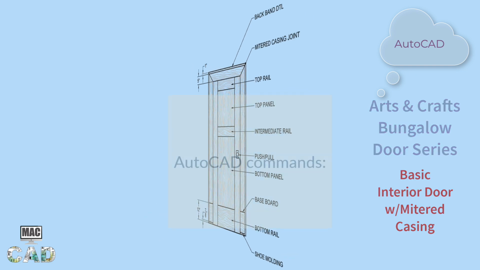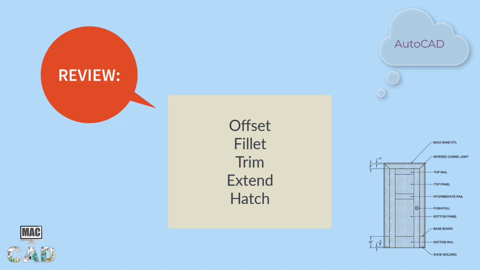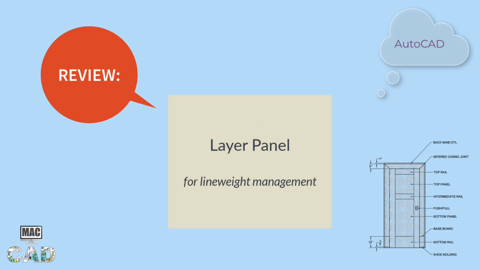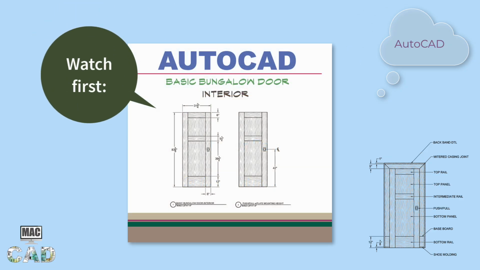Let's get started. The AutoCAD commands we will review in this lesson include offset, fillet, trim, extend, hatch, and dimension. We will use the layer panel to manage line weights in the drawing. If you haven't created the basic door drawing yet, please watch this video.